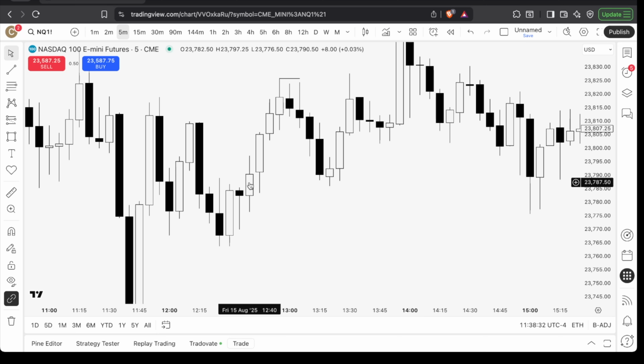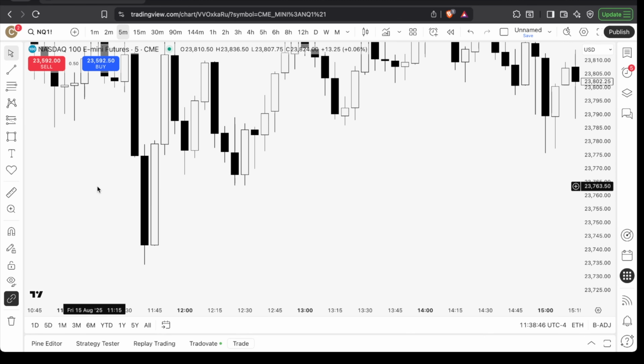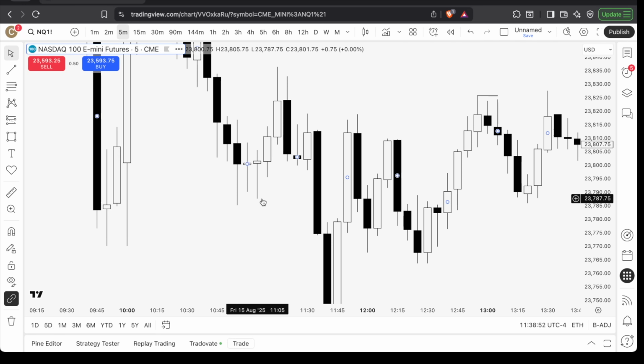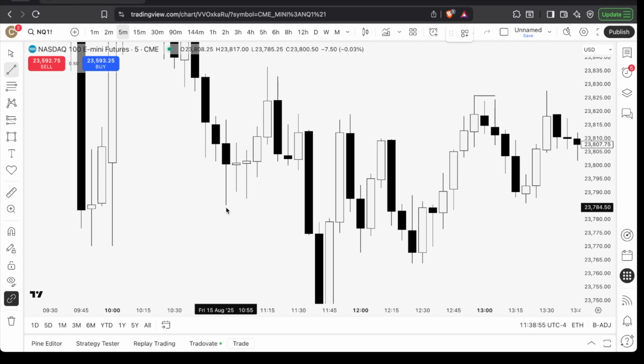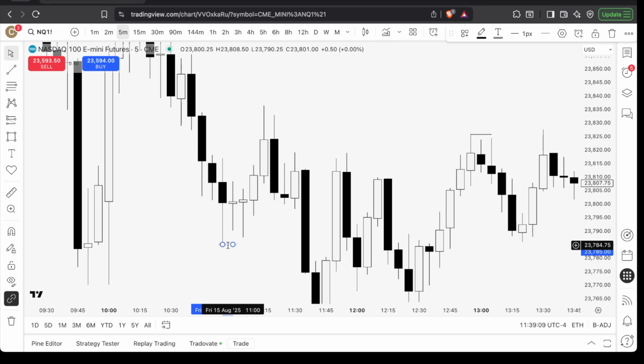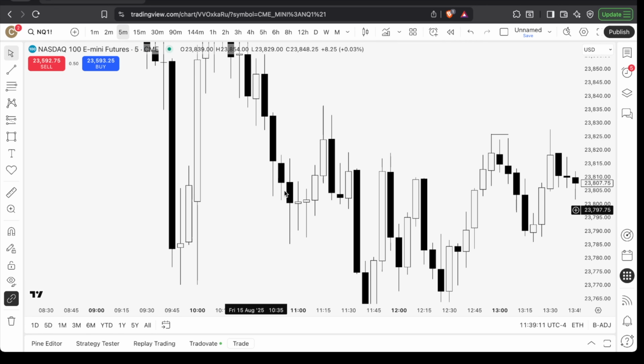Okay. Let's go look. 12. See? 11:55. 12 p.m. we created a lower low. Let's go to 11. There you go. Same thing again. 10:55. 11 failed to create a lower low. Kind of reversed a bit and continued to go downwards. But of course, you need to see it on a bigger time frame.